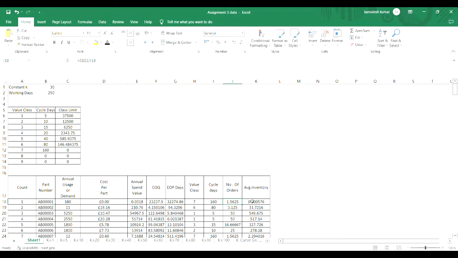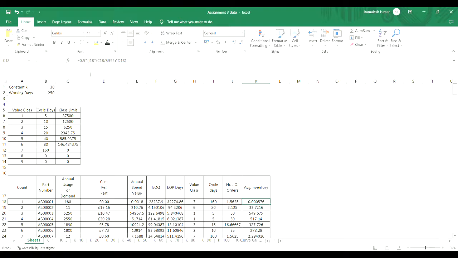Next one is the average inventory. The formula for average inventory is 0.5 into your cycle days into your annual demand by working days into your cost per price. So you have to use this formula, and then drag it to the last part so that we can get the average inventory value for all the given parts.